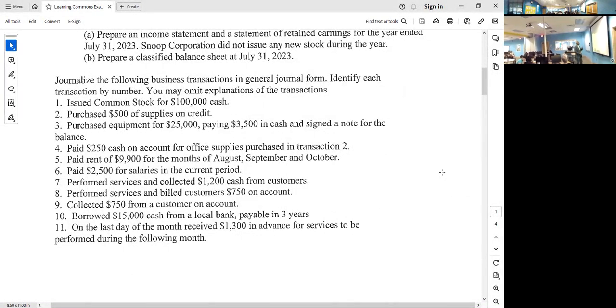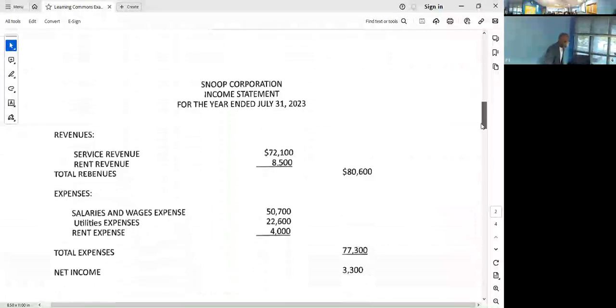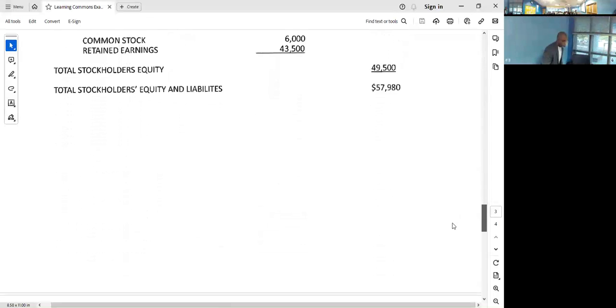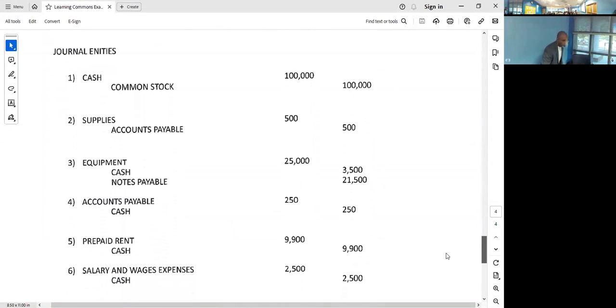Let's look at what y'all got. Let's go through this a little bit, and I'm gonna show you the answer. The first one says issue common stock for $100,000 cash. You received cash, didn't you? And you gave them a stock certificate. I'm gonna keep going back and forth with this. Let's go down here and show you the answers to this. We're gonna talk about it.